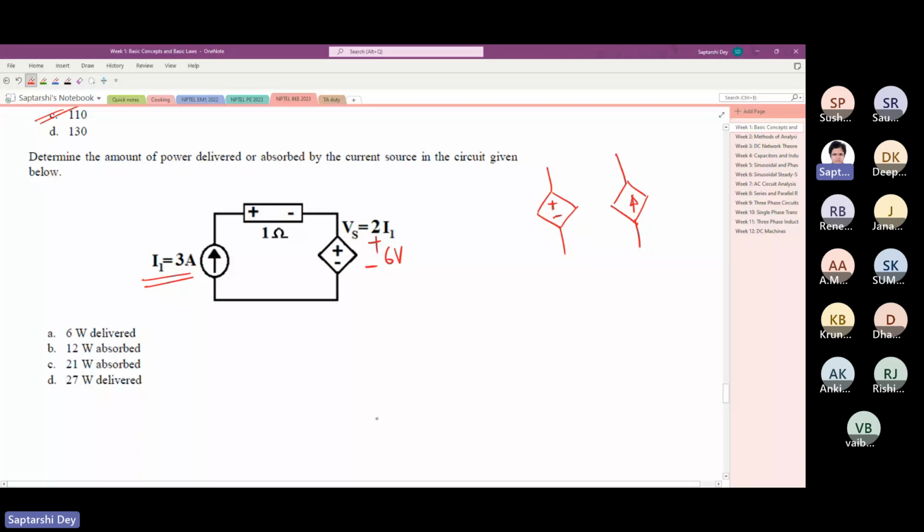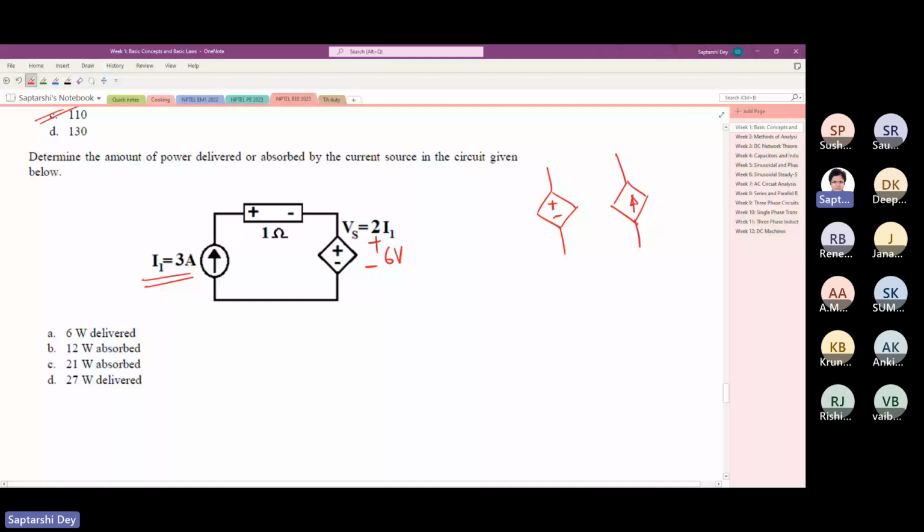So determine the amount of power delivered or absorbed by the current source in the given circuit. The current across the current source we know. What we have to find out is the voltage across the current source. Then only we'll be able to find the power of the current source.